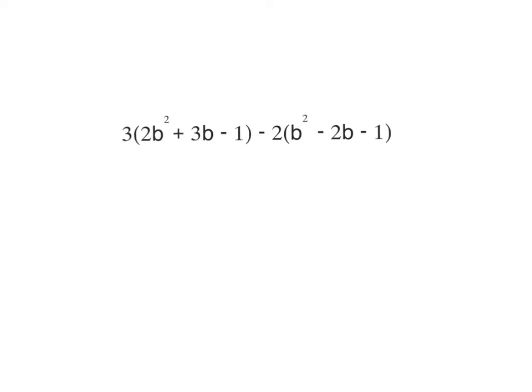Now, look at this question. We have two brackets in here, and we have 3 different terms in a bracket, and the rule is the same. We need to multiply 3 by every single term in the bracket, and then we need to multiply minus 2 by every single term in a bracket. So let's start with the arrows. 3 multiplied by 2b squared, 3 multiplied by 3b, and 3 multiplied by minus 1.